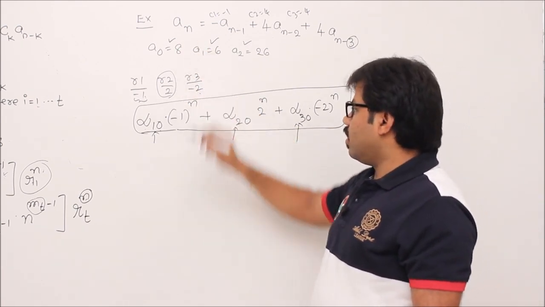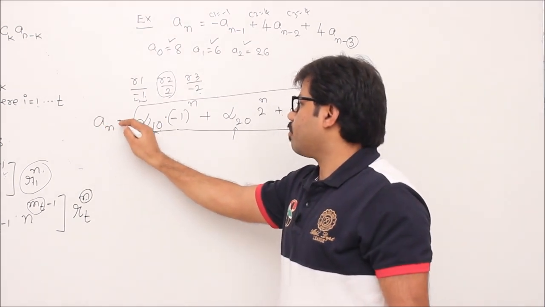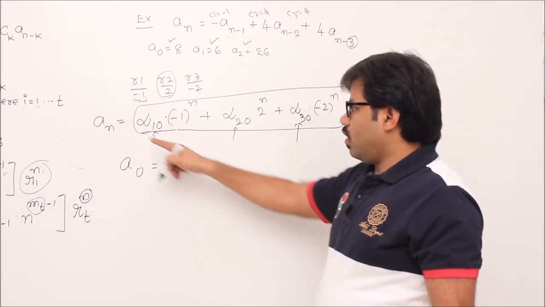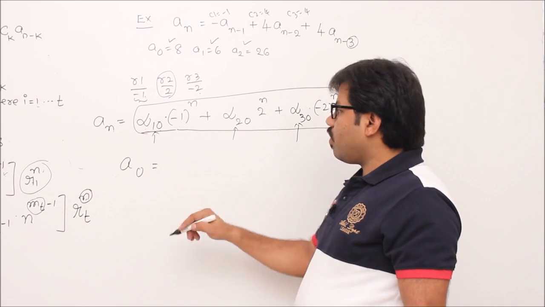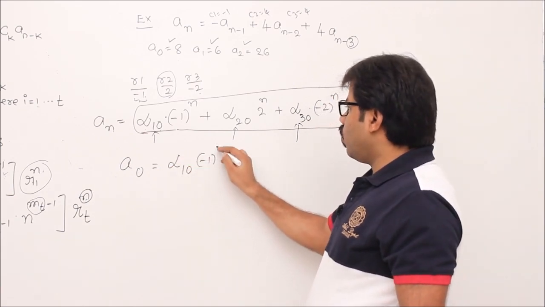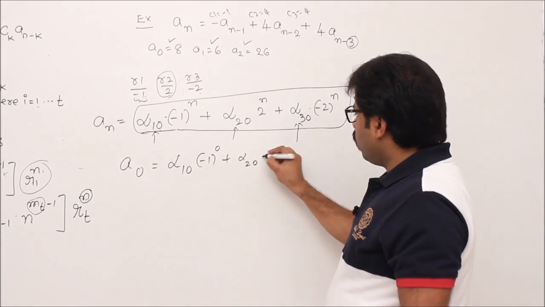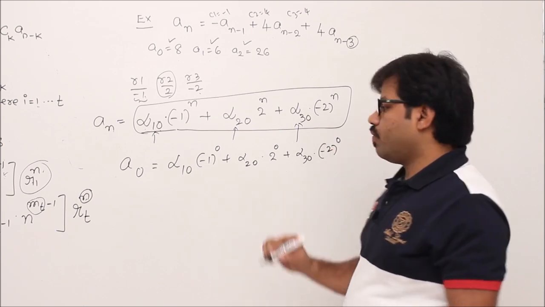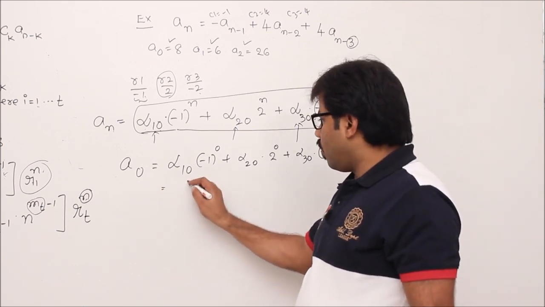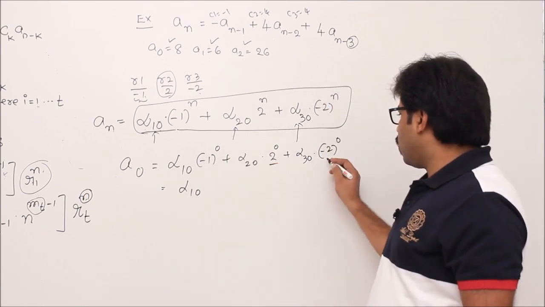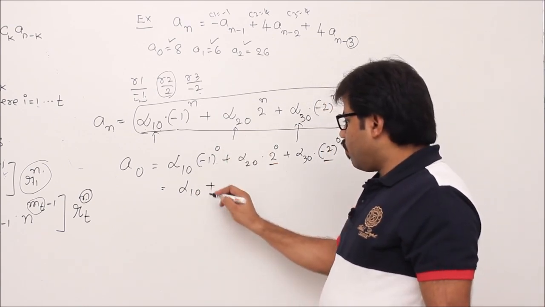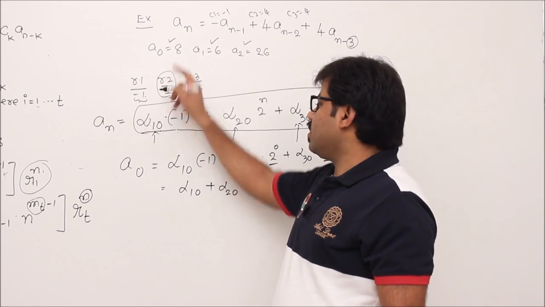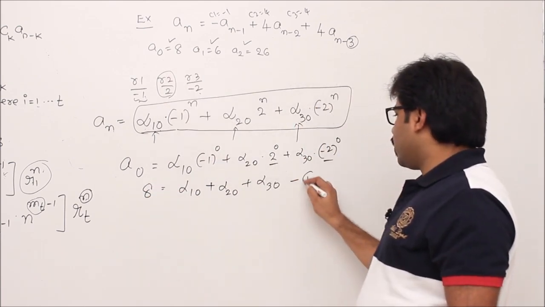Since A0 is 8, then this is actually the solution, correct? An. Let's substitute A0. That means n value 0. When you substitute n value 0, then A0 will become alpha 1 0 into minus 1 whole power 0 plus alpha 2 0 into 2 to the power of 0 plus alpha 3 0 into minus 2 whole power 0. Everything is 1. Then you get alpha 1 0 plus alpha 2 0 plus alpha 3 0, which is nothing but A0. But A0 is 8. So remember that this is 8, equation number 1.